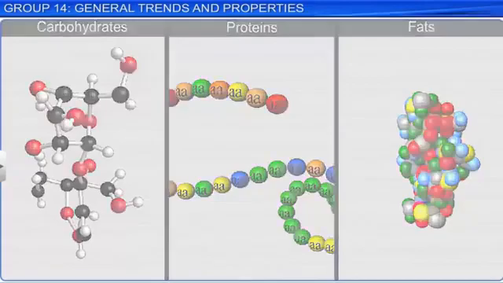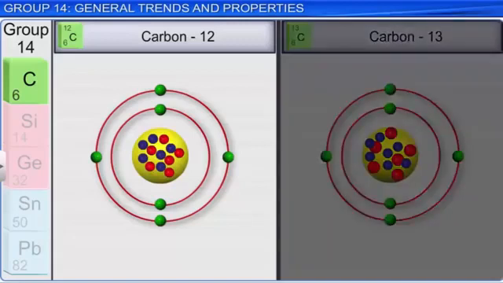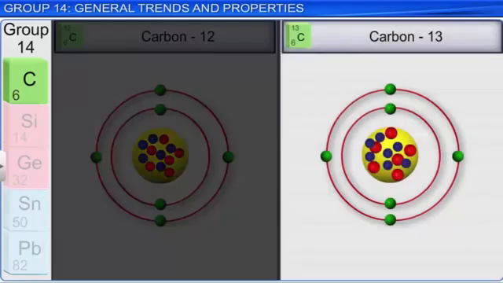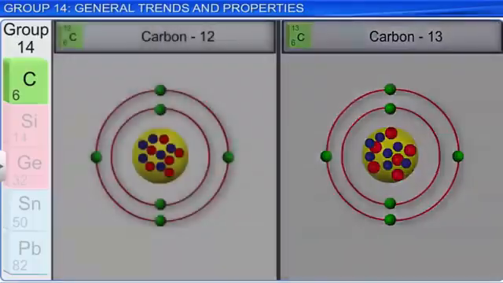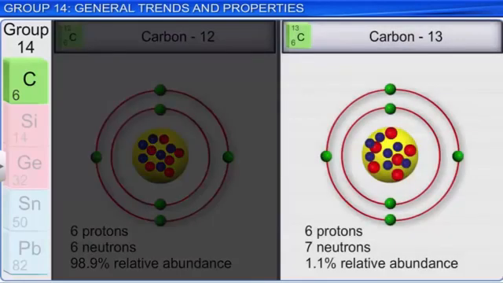Two stable isotopes exist for naturally occurring carbon: carbon-12 and carbon-13. Almost 98.9% of naturally occurring carbon atoms are found as carbon-12, with 6 protons and 6 neutrons in the nucleus. The remaining 1.1% of carbon atoms are carbon-13, with 7 neutrons in the nucleus.